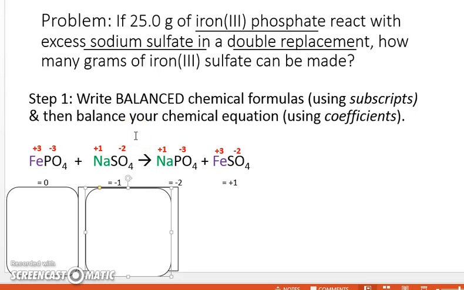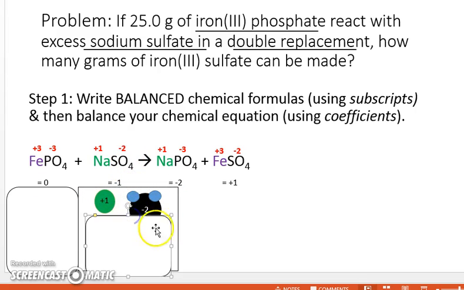Okay, so if we look up now to balance our formulas. Now we've written the formulas, but in order to balance formulas, we must balance the charges on each element or compound in the formula. So we're going to go to sodium sulfate first in order to show you how this works. Sodium has a +1 charge. Okay, sulfate, SO4, has a -2 charge.